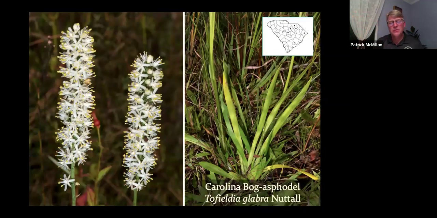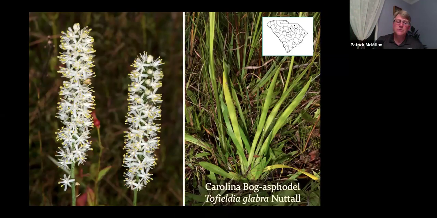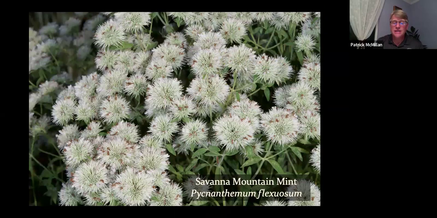A beauty that most people don't see because they don't go out into savannas in October through November when it blooms is Carolina bog asphodel, Tofieldia glabra. Pretty easily told apart from its close relative, the more common southern bog asphodel, by the lack of these hairs along the stem and leaves, and also by the fact that southern bog asphodel blooms in June, this one blooms in October. This is a Cape Fear Arch endemic, and you have to go to the Grand Strand to see it if you want to see it in South Carolina.